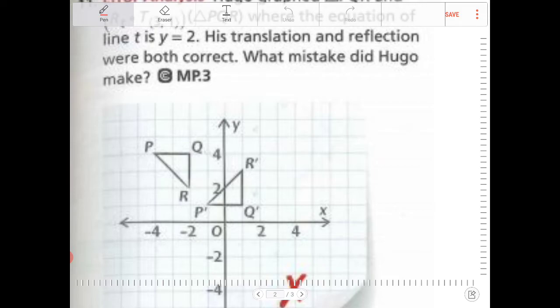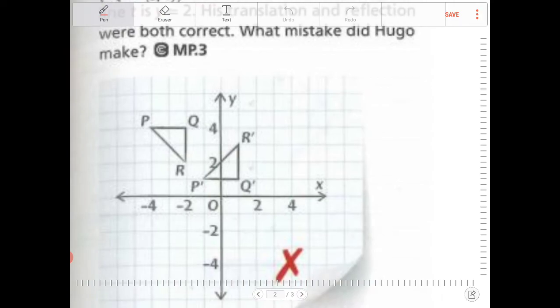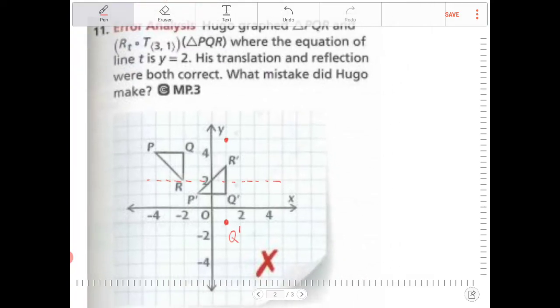Where would Q end up? We're translating (3, 1). That means Q would end up 3 to the right and 1 up. And then we're reflecting over y equals 2. Q would then end up 3 below this. So that's where it would end up. It says here, his translation and reflection were both correct. What mistake did Hugo make?